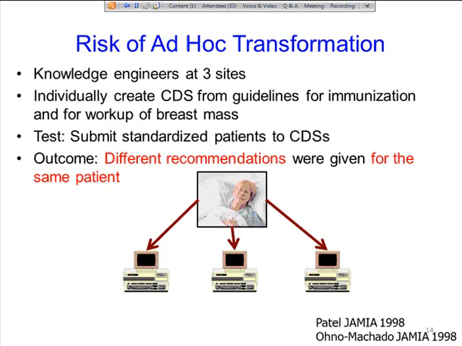Why is that important? A couple of studies done now almost 15 years ago: knowledge engineers at 3 very reputable sites, Columbia, Harvard, and Stanford, were asked to individually create clinical decision support from narrative guidelines they were given on immunization and for workup of breast mass. And they tested the clinical decision support systems that were individually created at these 3 sites by submitting standardized patients. The outcome, unfortunately, was that different recommendations were given for the same standardized patient at these sites.